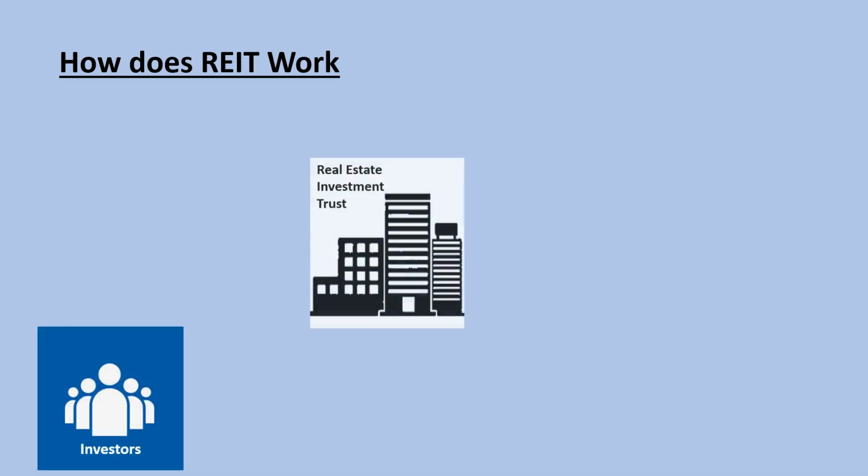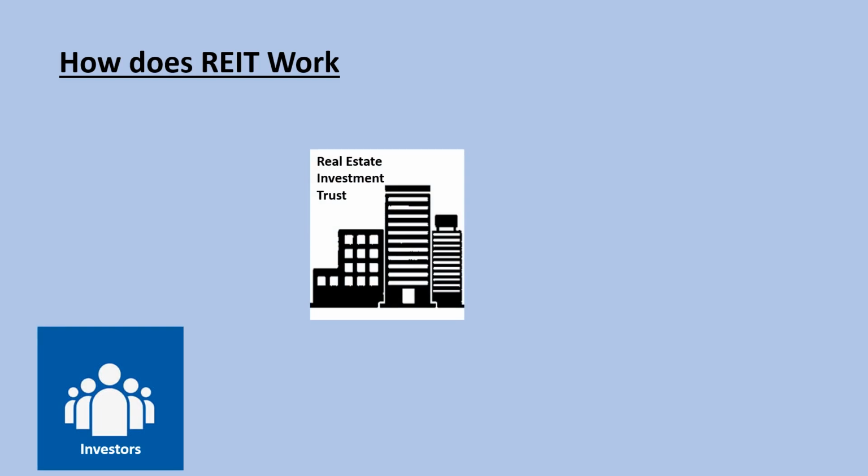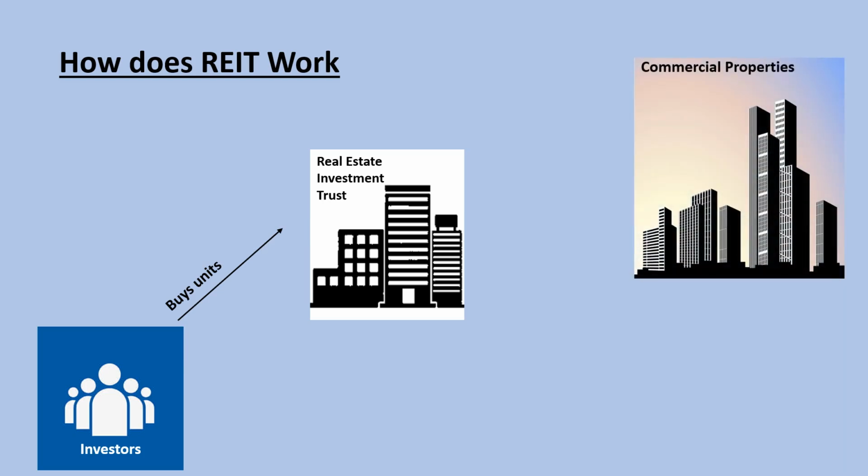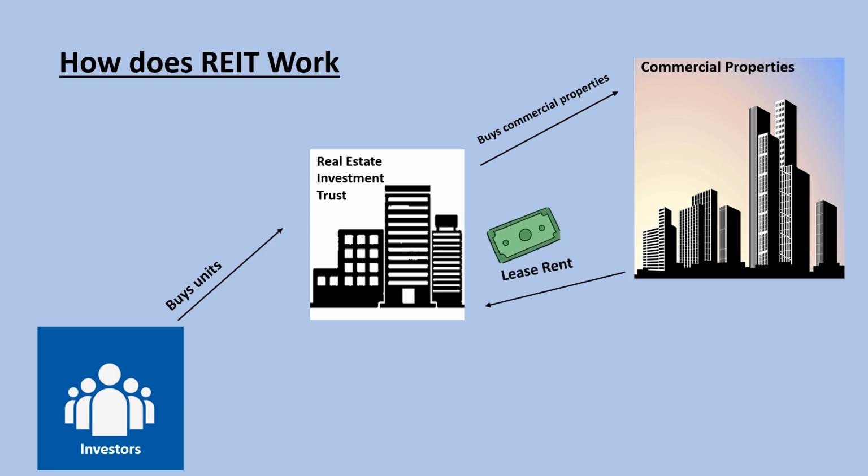Now let us understand how a REIT works. There are investors who want to make investment in the real estate investment trust. They will buy units of the real estate investment trust. The REIT invests money or buys commercial property in various cities in India. These commercial properties are given on rent. So the rent income which is received from the commercial properties by the REIT is distributed to the investors by way of dividend. So it is similar to the working of the mutual funds.